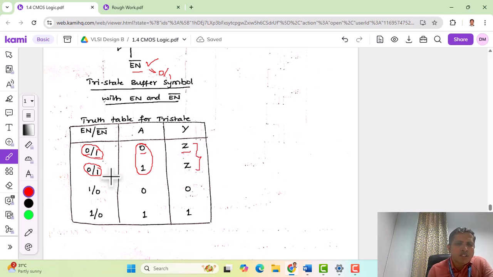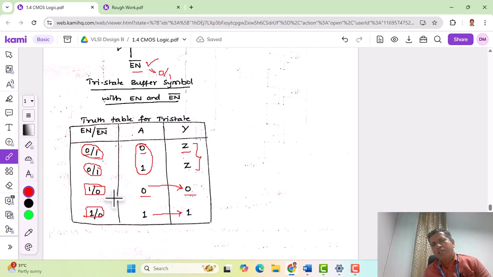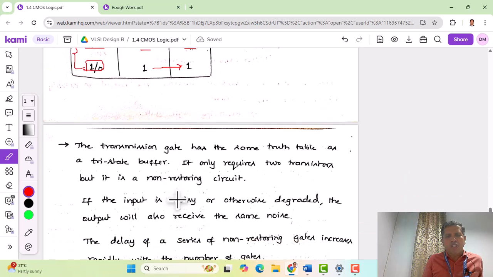To turn on the tri-state buffer, we must apply enable as 1 and enable bar as 0. This is the condition for turning on the tri-state buffer. Now A matters here. Once we apply A as 0, 0 will be transferred, and when A is 1, the same A will be transferred to Y. So to transfer data from the input side to the output side, this is the condition required. This is about the tri-state buffer.